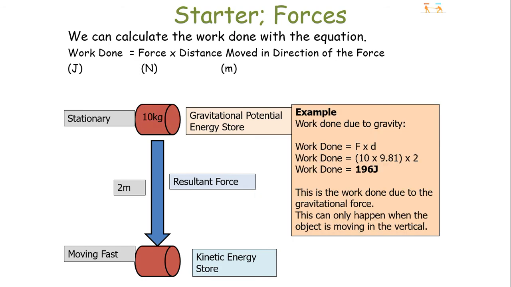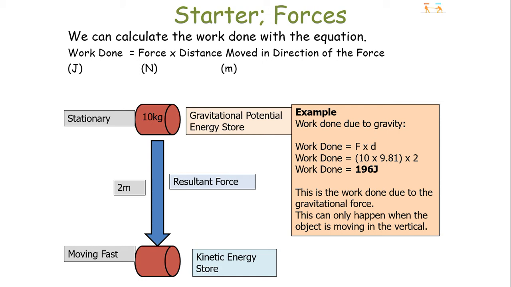So in this particular example, what's the work done due to gravity? Now, let's have a look. What's the displacement in the direction of gravity, which is going to be downwards towards the centre of the Earth? It's 2 metres. What's the force? Well, we know the mass is 10 kilograms, so the force must be the weight, so we do 10 times 9.81. That's our force. We times that by our displacement in the direction of the force, 2 metres. So it is then 196 joules.